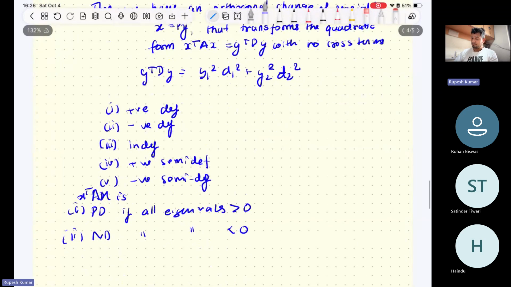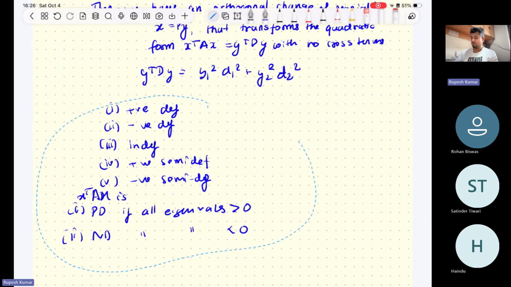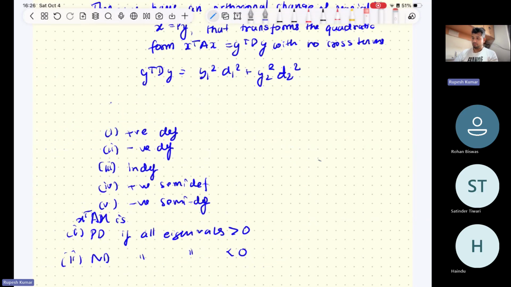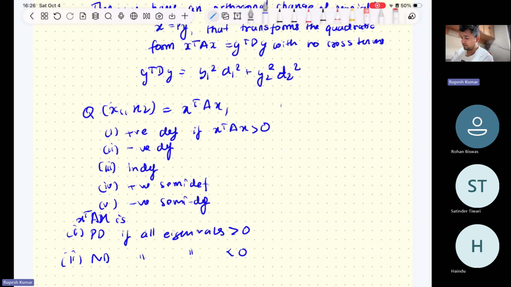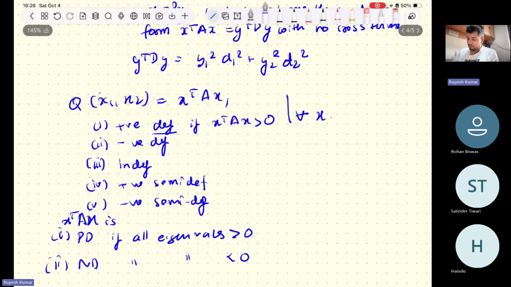Now, this was about the principal axis theorem. Now, the basic important definitions that we get from this quadratic form. If you have a quadratic form of x1, x2 given as x transpose Ax, and if x transpose Ax is greater than 0 for all vectors x, then the matrix A is said to be positive definite. If x transpose Ax is less than 0, it is said to be negative definite.